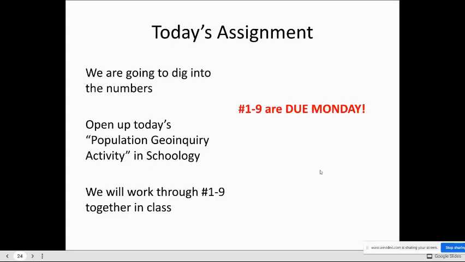The next thing you're going to do for Tuesday and Wednesday is work on an assignment called the Population Geoinquiry. All right, please reach out to me if you have any questions.